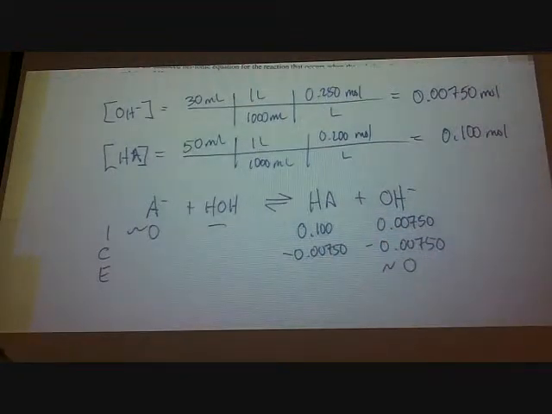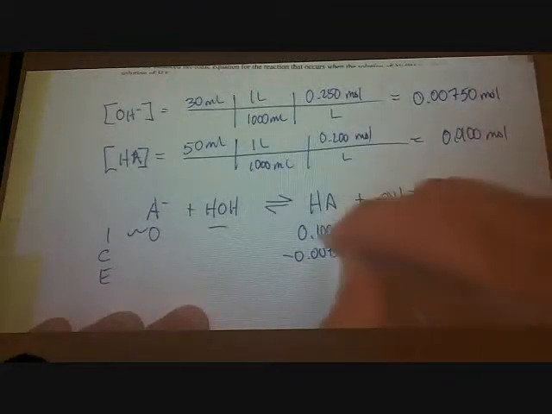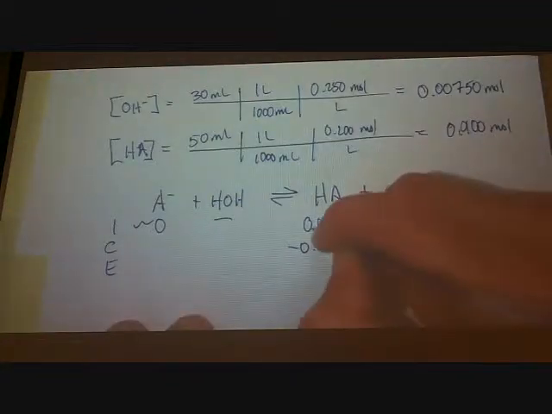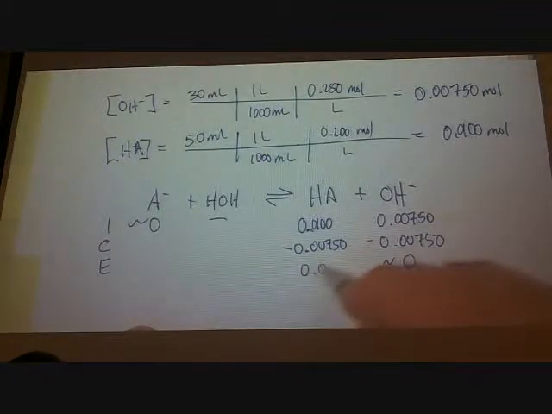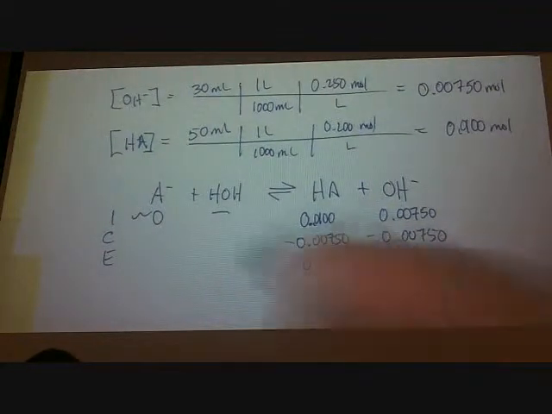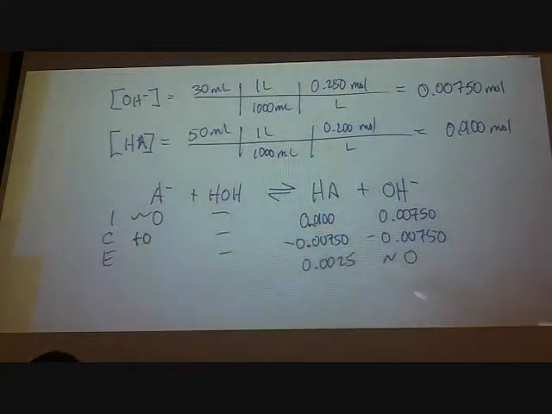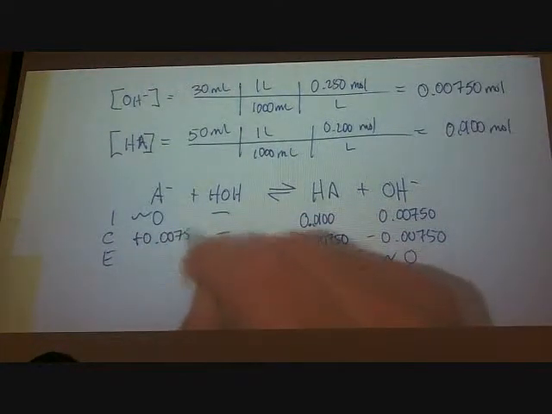I think it's 0.01. The HA, I think it's 0.01. Oh yeah, you're right. Sorry, guys. So still is the hydroxide smaller? Yeah. And then what is the difference of that? It's 0.0025. And then on this side we'll add the 0.0075.